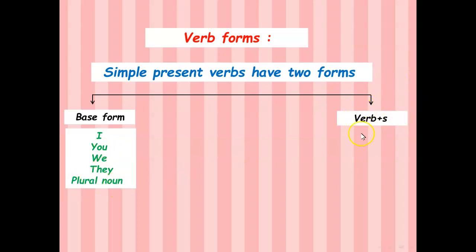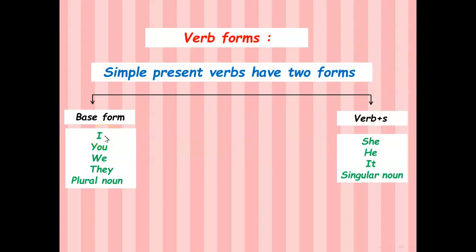What about verb plus s? We should use the verb plus s with she, he, it, and singular noun. What do I mean by singular noun? For example, Amal plays in the garden. Sarah eats her breakfast every morning.